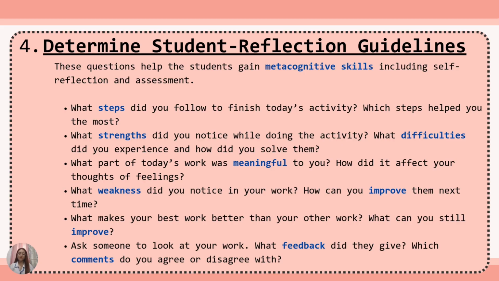So the fourth step is determining student reflection guidelines. So this means teachers should guide students on how to reflect on their own work and learning experiences. So as you can see on the screen, there are questions that help the students gain metacognitive skills. So in elementary education, reflection is very important because children are still developing self-awareness. They are learning how to recognize their strengths, mistakes, feelings, and progress.